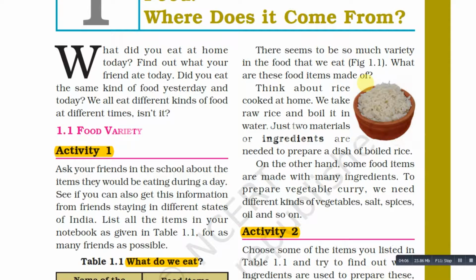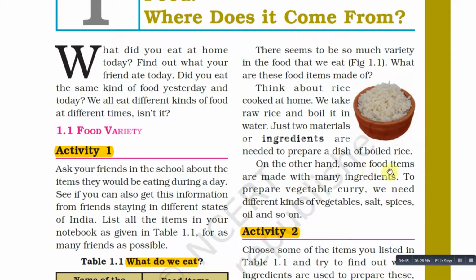Suppose you have eaten chocolate, pizza, rice, laddu, or any other sweet. We should think about how it is made, or where these are coming from. So see here, think about rice cooked at home. We take raw rice and boil it in water. Just two materials or ingredients are needed to prepare a dish of boiled rice.